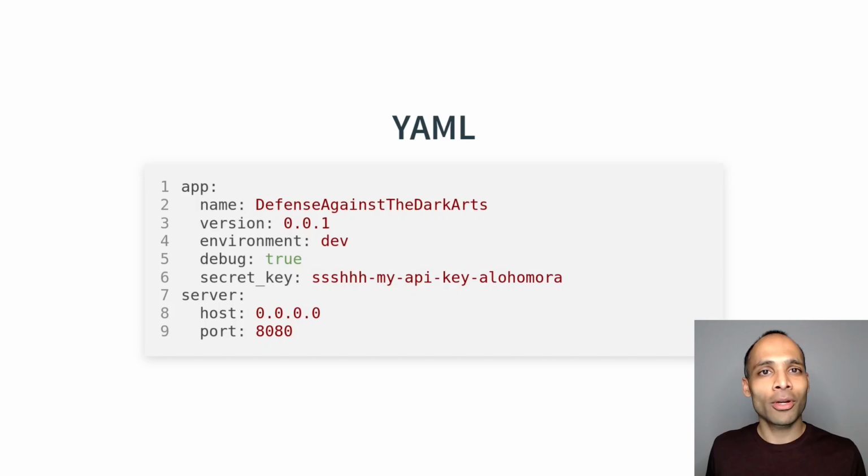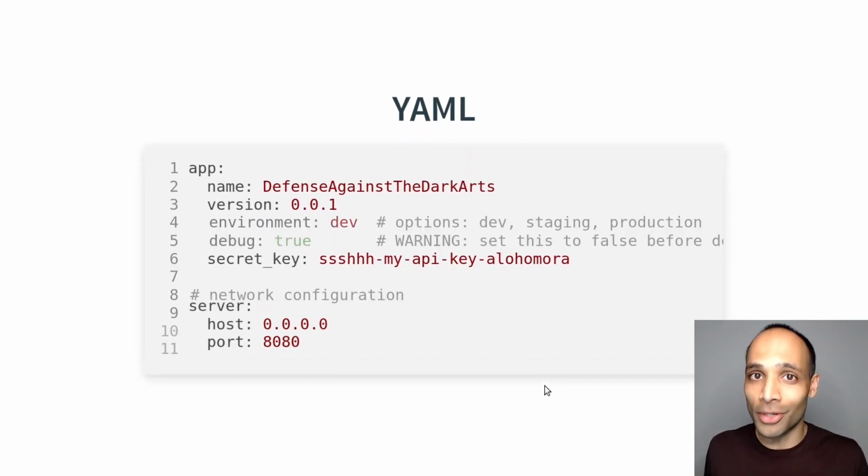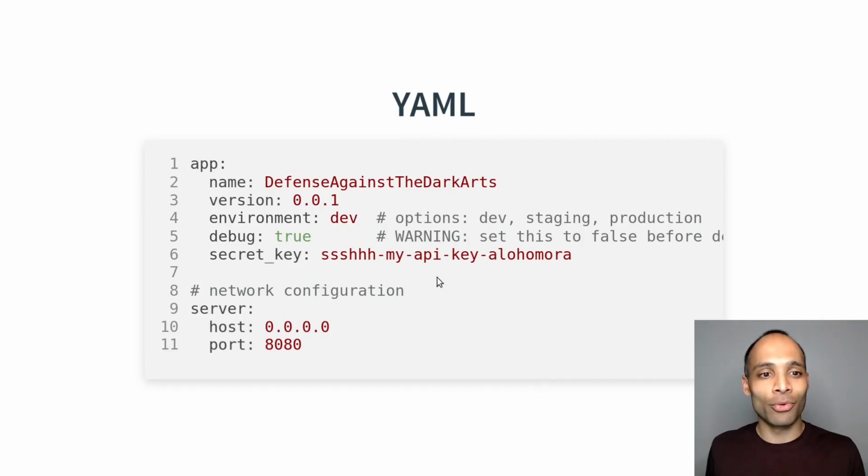The same config file in YAML looks like this, but you can add comments. For example, here we have a key value pair that tells us the environment is currently set to dev, and there's a helpful comment right after that that tells us this environment can also be set to staging when we want to test our app, or production when we're ready to deploy.